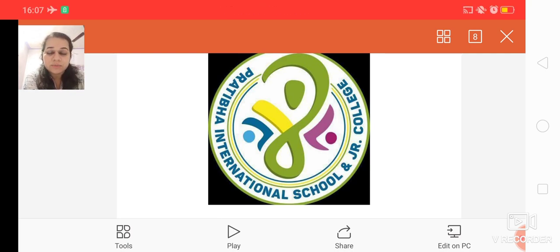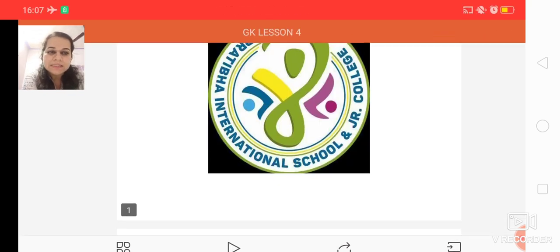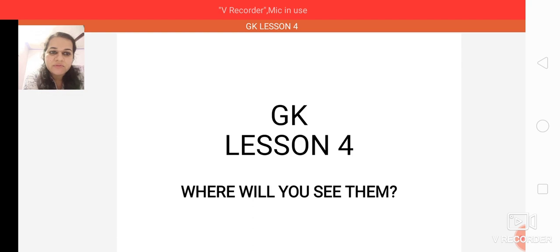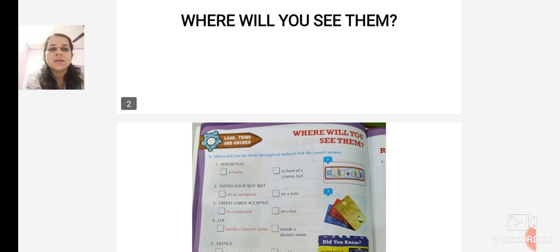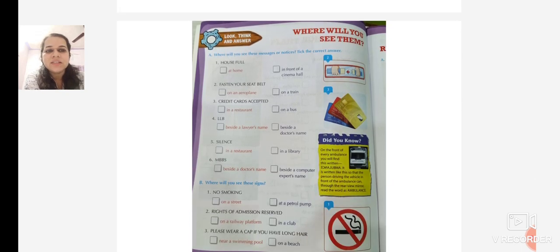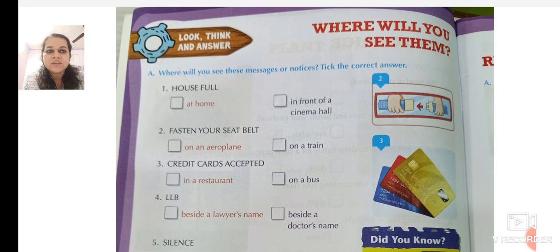Students, today we will start with the GK lesson 4, that is, where will you see them? Students, here are some sentences. You have to tick the correct answer where you see or use the things. Where will you see the messages or notices? Tick the correct answer. You have to tick the correct answer where you see them. Outside of what?